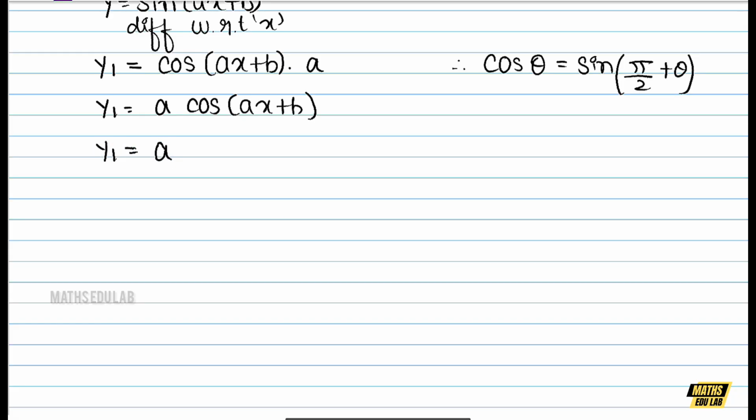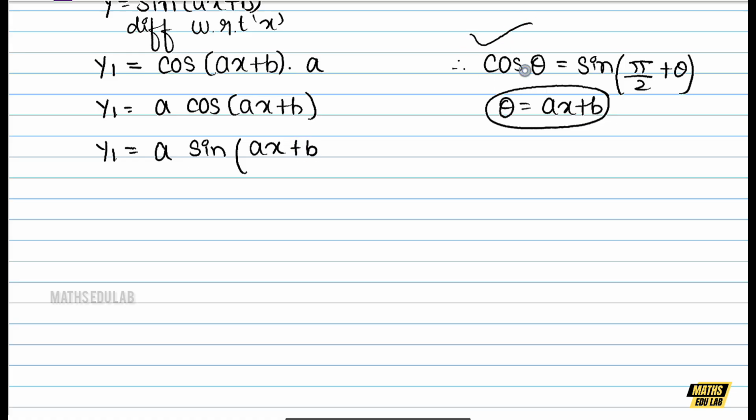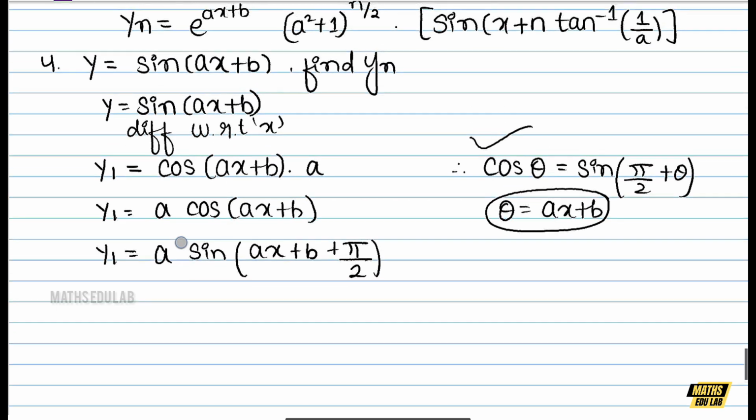So by using this formula, I can write y1 is equal to a, and this value will be considered as theta. So I can write it as sine ax, because here the theta value is nothing but ax plus b. So in this particular question, theta is ax plus b. So I am writing ax plus b by following the formula cos theta is equal to sine pi by 2 plus theta, giving sine of ax plus b plus pi by 2. So this is the value of the first derivative of the given equation.